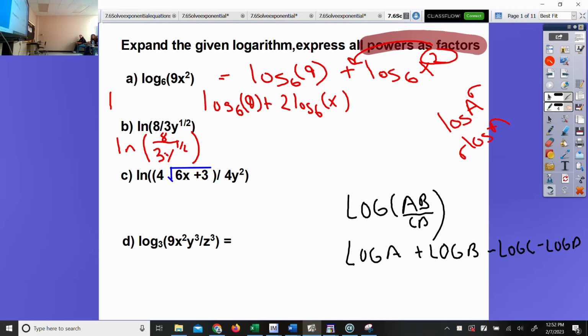Well, I'll write that down. If it's in the numerator, it's positive. If it's in the denominator, it's negative. Wait, negative or subtract? Negative. Subtraction symbol. If you talk about like 1 minus 2, you're saying subtraction. But if you say 1 plus a negative 2, you're saying negative, right?